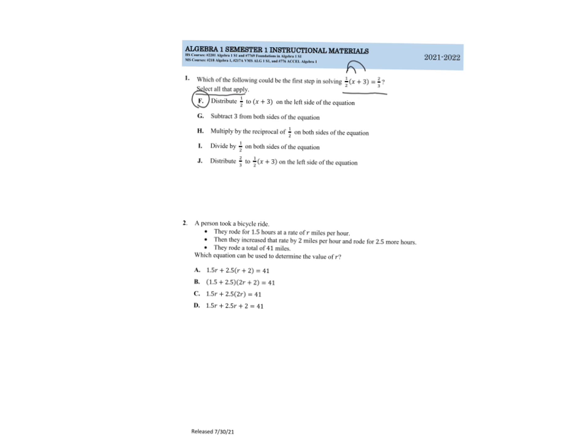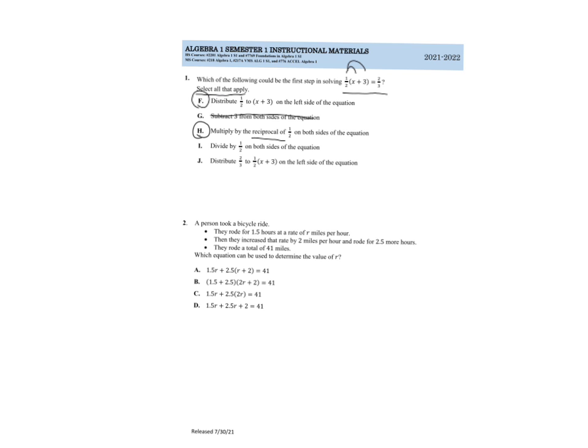The second thing says subtract 3 from both sides. Well, that's not okay. I can't do that because it's inside of the parentheses and there's outside stuff I have to deal with first. So that one's gone. It says multiply by the reciprocal on both sides. We've learned that getting rid of fractions can be done by multiplying by the reciprocal. If I multiplied both sides by 2, that one works.